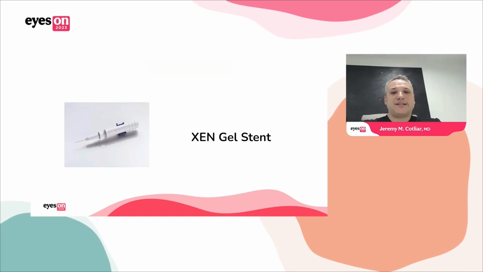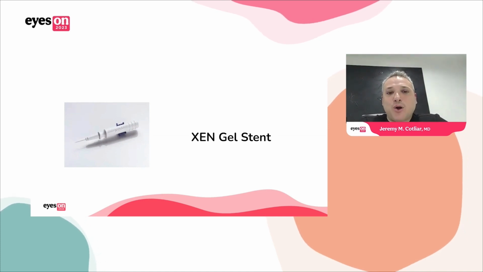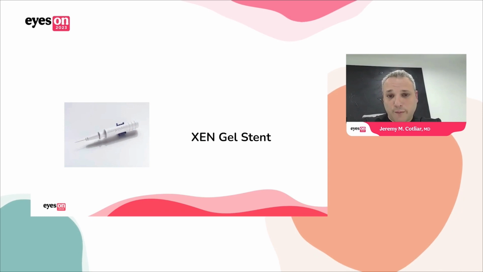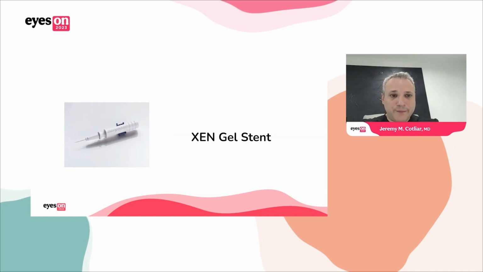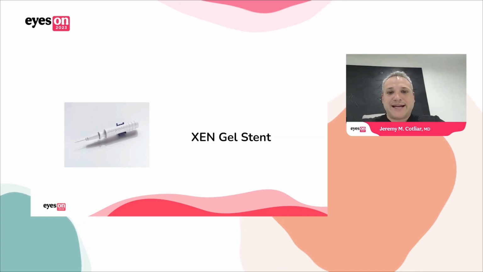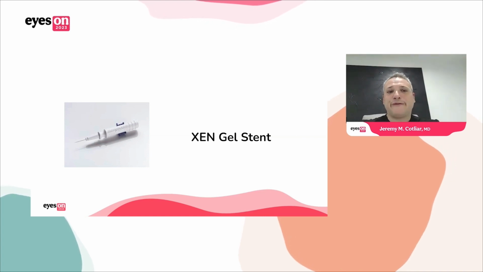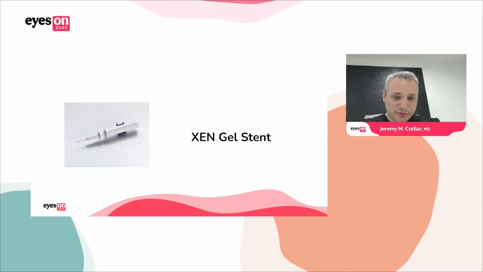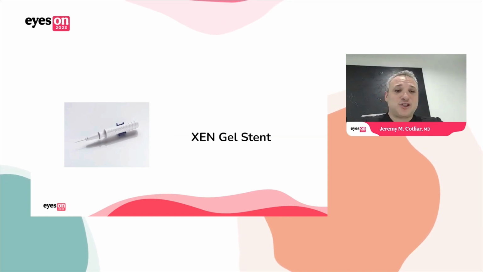Here we have the Xen gel stent from AbbVie or Allergan. This is now my go-to device for advanced glaucoma. I used to do lots of trabeculectomies, which I won't really get into here, but that is the surgery where you make a minuscule flap on the wall of the sclera, and then you dissect forward, make a direct connection from inside the eye to outside the eye, and then suture down the flap with interrupted 10-0 nylon sutures. For the Xen, I find it to be a little sleeker and less messy than the trabeculectomies.